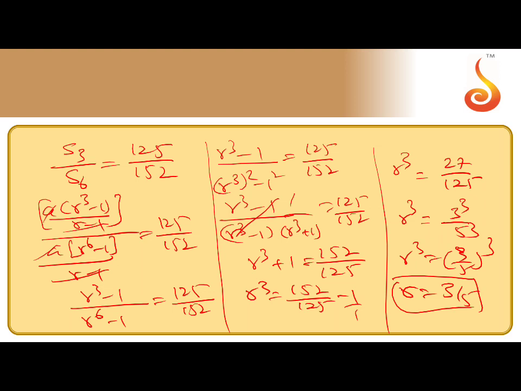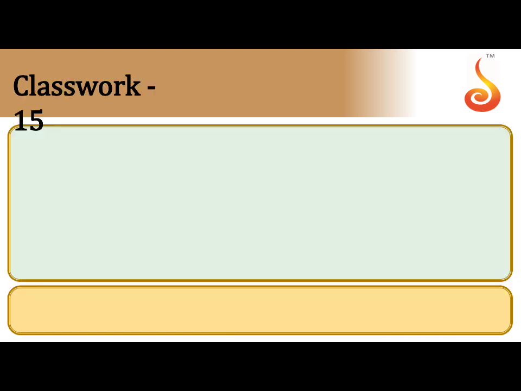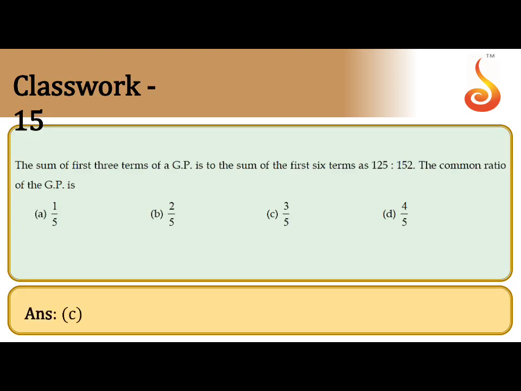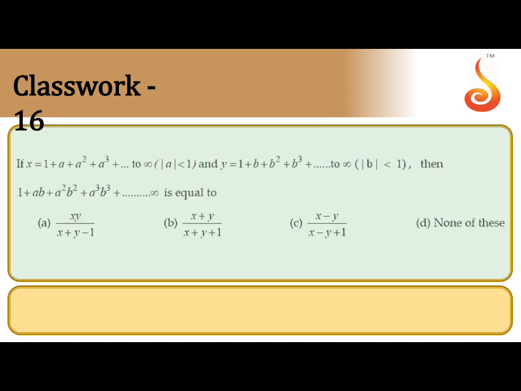I hope you understand. Here, nothing. Just apply the formula and keep on simplifying. We get the value of R. R is what here? 3 by 5. Check the answer. Option C is correct. So, move to the next question.